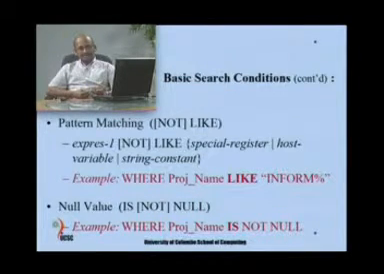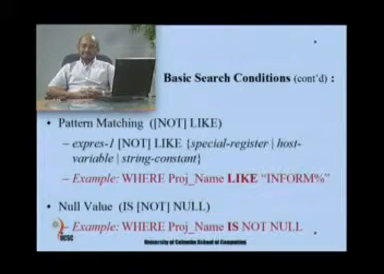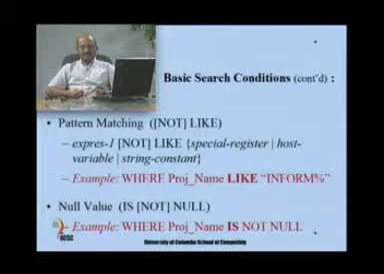Normal values you compare with equal or greater than or whatever. For null we have to use a keyword called IS. So you express IS NULL or IS NOT NULL. When you say IS NOT NULL, that means there should be some value, and then it will list. IS NULL means the special null value is what is stored, and only null entries are selected as satisfying the condition.